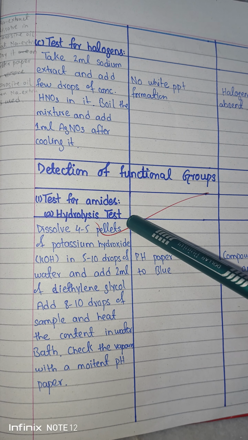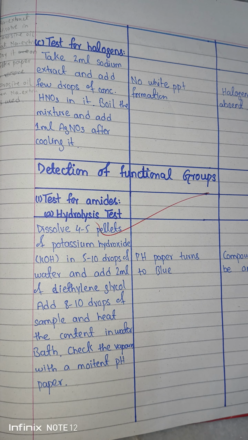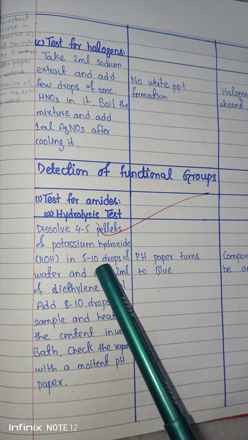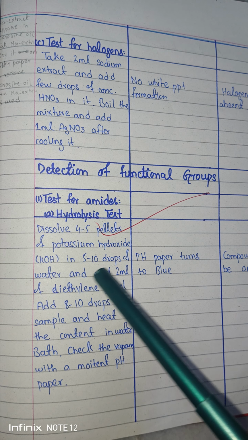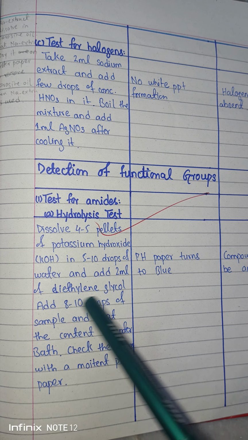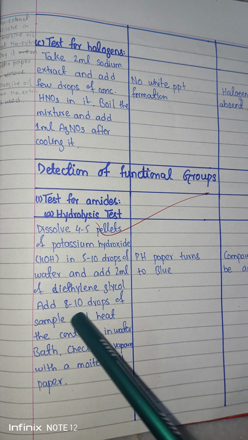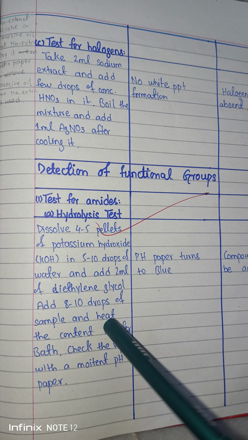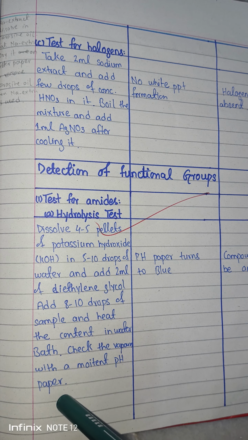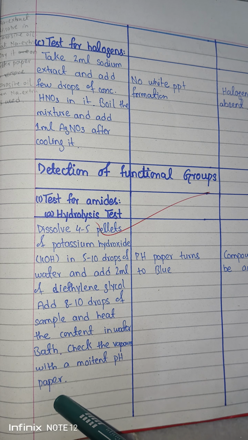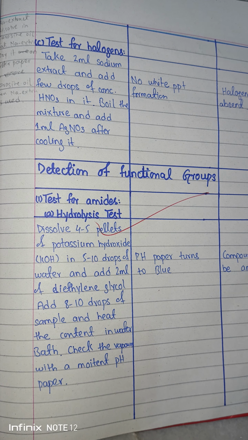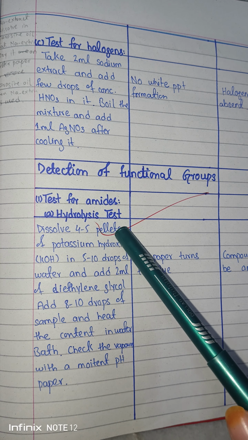So amides, in first we have a hydrolysis test, and we take and dissolve 4 to 5 pellets of potassium hydroxide, KOH, in 5 to 10 drops of water, and then we add ethylene glycol, add 8 to 10 drops of sample and heat it in contact with the water bath, and check the vapors with a moistened pH paper. So if the pH paper turns blue, it means that amide is present. So this is called as hydrolysis test.